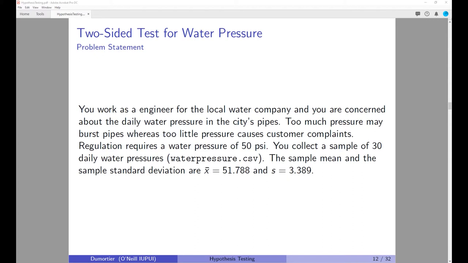Now, suppose that you are the engineer for the local water company and you are concerned about the daily water pressure in the city's pipes. Too much pressure may burst pipes, whereas too little pressure may cause customer complaints. In this case, we are going to conduct a two-sided hypothesis test because we are interested in deviations to either side. Suppose that the regulation requires a water pressure of 50 psi, or pounds per square inch. You collect a sample of 30 daily water pressures, and note that you can find this data set in waterpressure.csv, and that the sample mean is 51.78 psi and the sample standard deviation is 3.389.